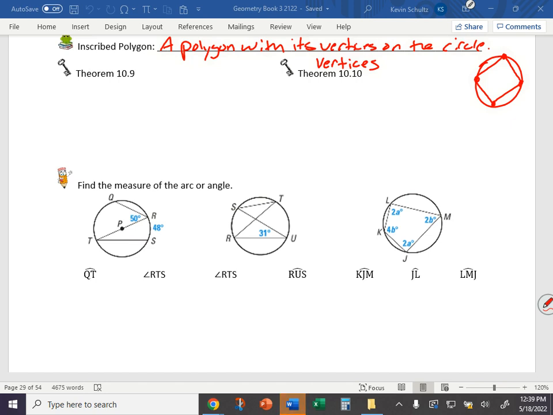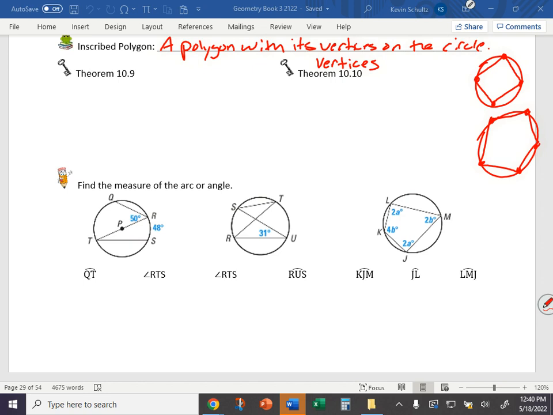Another example with an ovalish circle, we'll make it a pentagon in there. There would be an inscribed pentagon. So it's a polygon with its vertices on the circle, and with every vertex and those sides coming out, we've got a whole bunch of inscribed angles here, right? So inscribed polygons can help us. We can know what their measures are based on the inscribed angles.